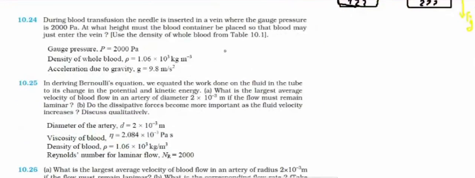Next, question 24. During blood transfusion, the needle is inserted in a vein where the gauge pressure is 2000 Pascal. At what height must the blood container be placed so that the blood may just enter the vein? Okay, you have to use the formula P is equal to H rho G. Find the value of H.